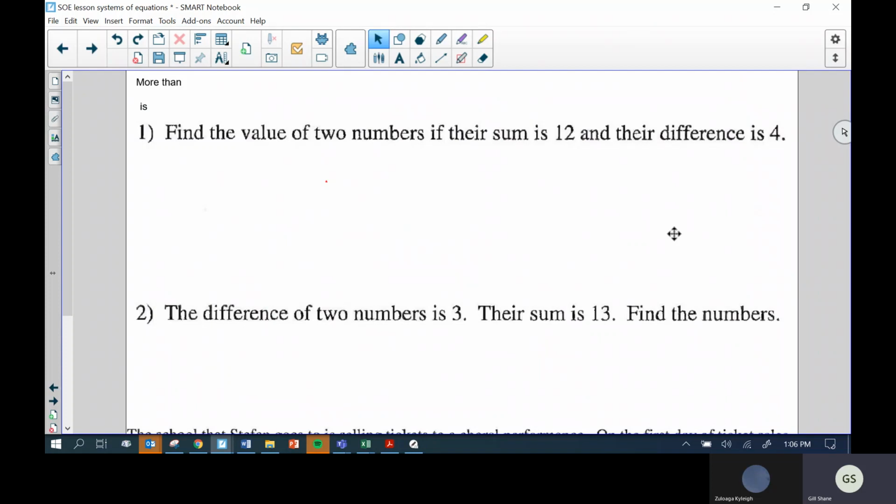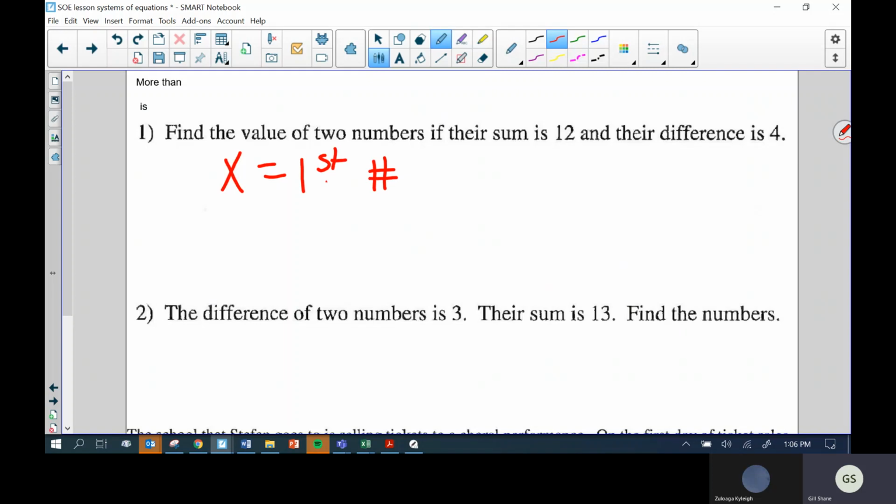Trying to find out two numbers, right? Doesn't really tell us a whole lot. It's not like there's a story behind this. It's just two numbers. We can literally, in this case, just say X is the first number. Y is the second number.